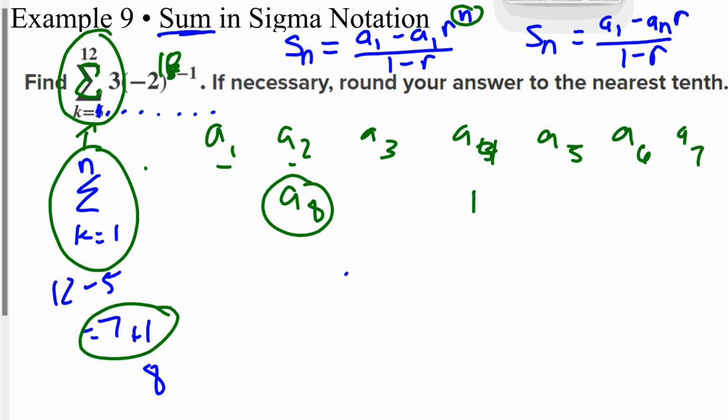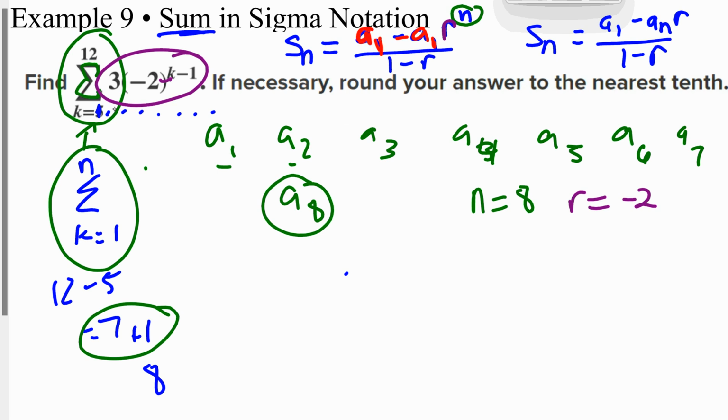So n equals 8. Now we need to find a sub 1. We know our r is how we go from the first term to the second. If it's exponential, we know it's repeated multiplication. If it is linear, then we know it's repeated addition or subtraction. But this is an exponential because our base is -2, so that means our r is -2.